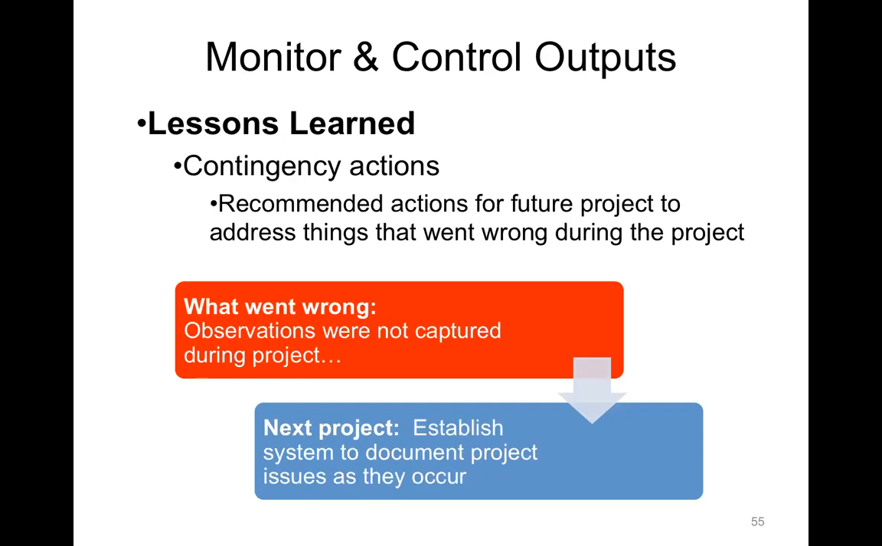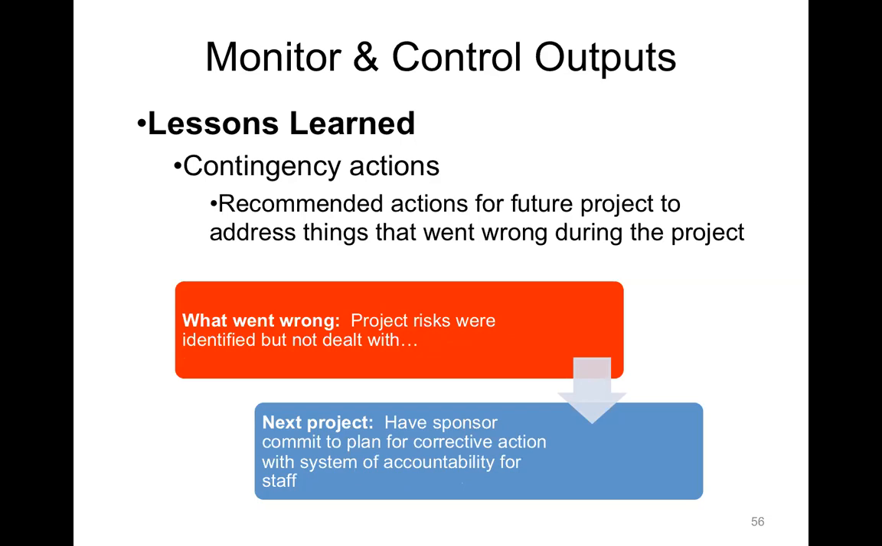Something else that commonly could go wrong in a project: observations were not captured during the project. So we just weren't documenting what we observed. And so we could establish a system to document project issues as they occur. If we didn't have a system in place, that's likely the reason why observations weren't captured. So we need to always be positive and constructive and look at how we can do better next time in lessons learned.